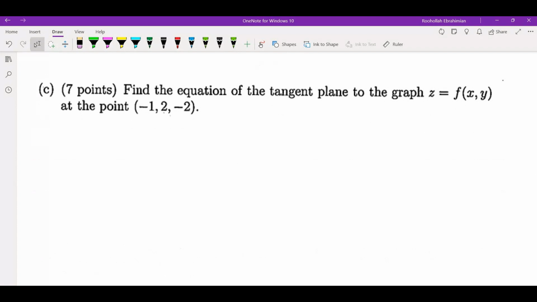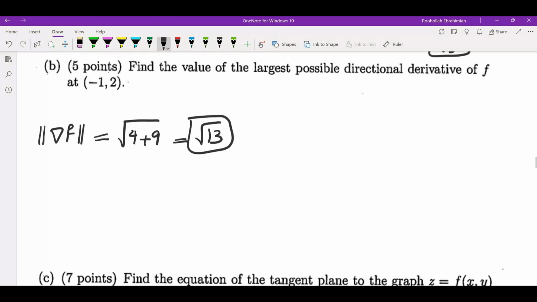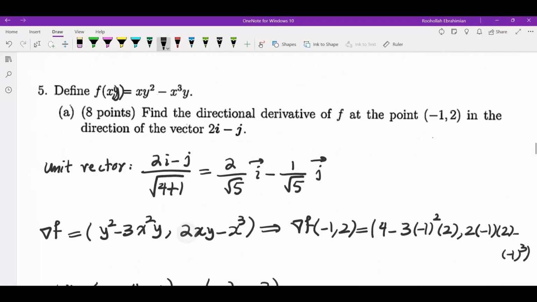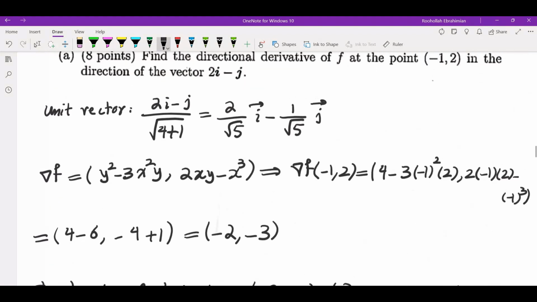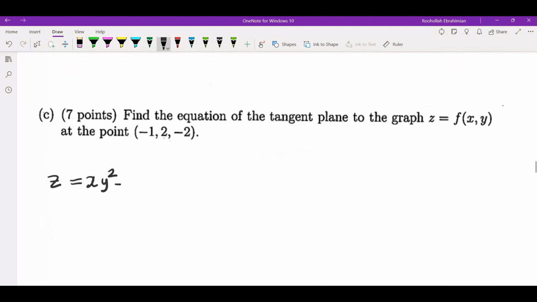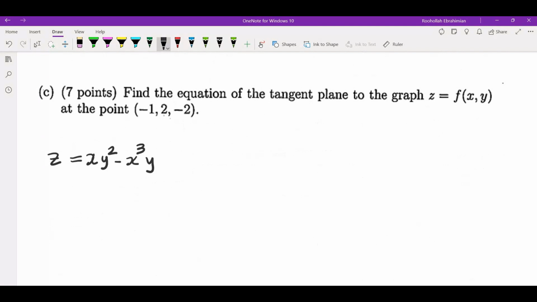Okay, so find the equation of the tangent plane to this graph at (-1, 2, -2). Okay, so first let's write down the surface. It is z equals, so going back and looking at the equation, it was xy squared minus x cubed y. So this is the surface. And if we plug in -1 for x and 2 for y, we would have to get -2. And we could see that it's -4 plus 2, which is in fact -2.